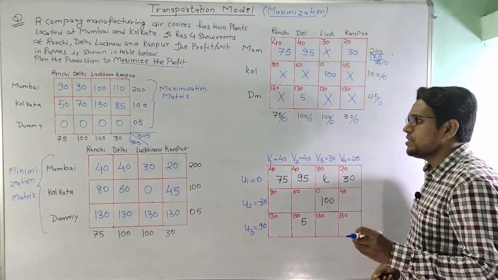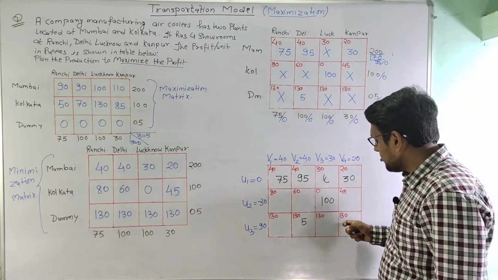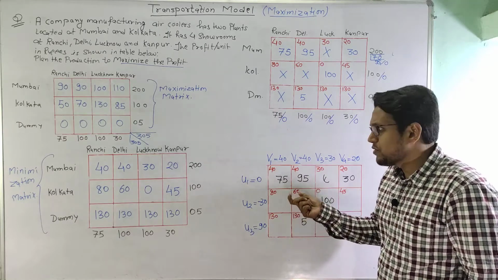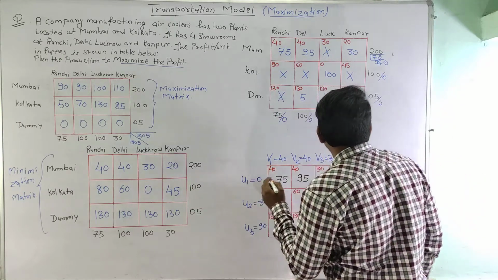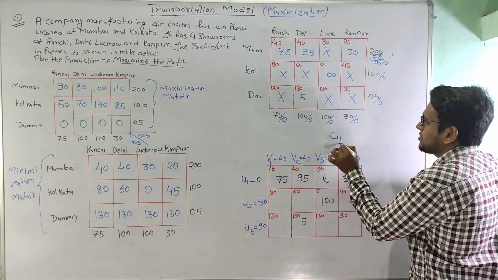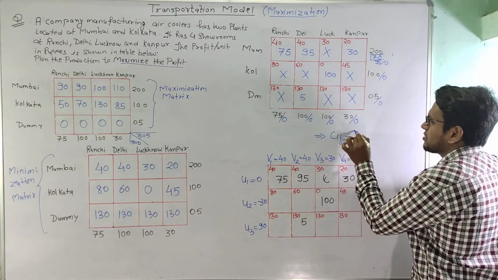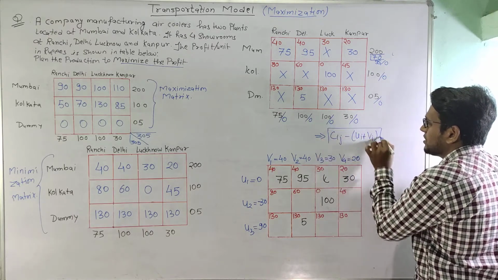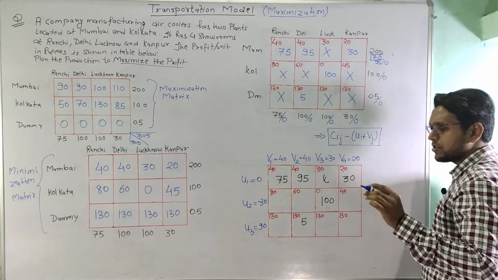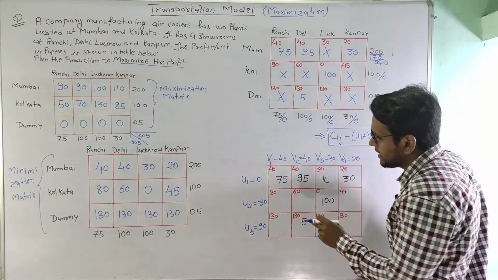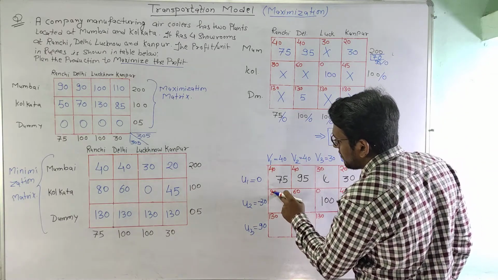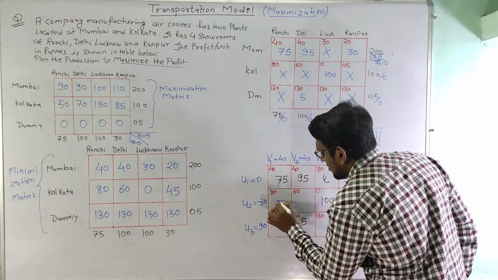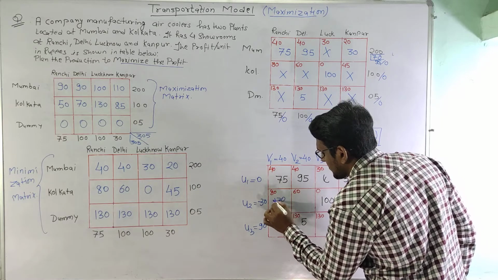Now we need to find the values at the non-basic cells, or we can say empty cells, and in these empty cells we need to find the value of Cij minus (ui plus vj). So this is the value we need to find at an empty cell or non-basic cell. Here we can see 80 minus (minus 30 plus 40), so this will be 10. 80 minus 10 is plus 70.